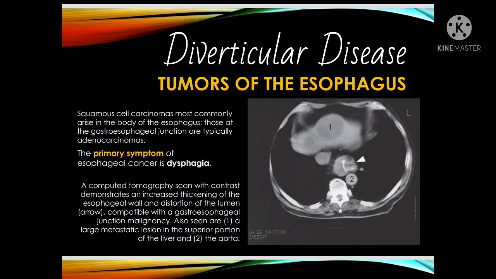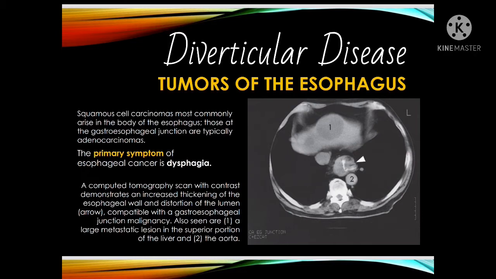There are two types of esophageal cancers and both have different clinical and radiographic features. These are the squamous cell carcinomas, which most commonly arise in the body of the esophagus, and the adenocarcinomas that were typically at the gastroesophageal junction. The diagnosis is made by endoscopic biopsy of the lesion. For the staging of cancer, CT scan is used, regardless of the type of esophageal cancer.